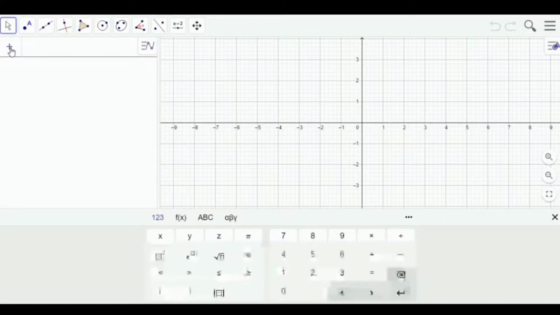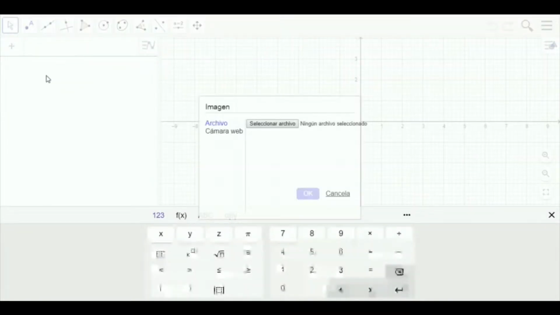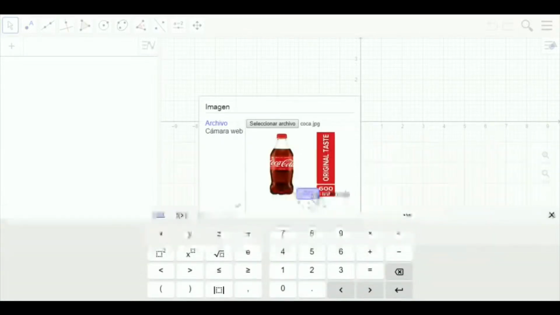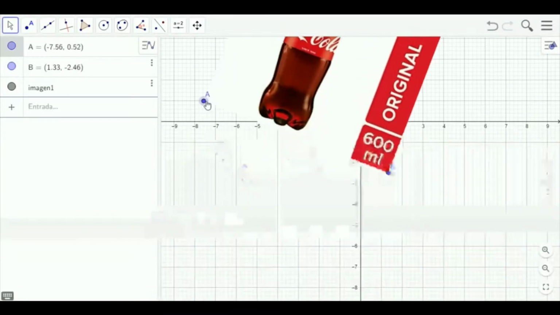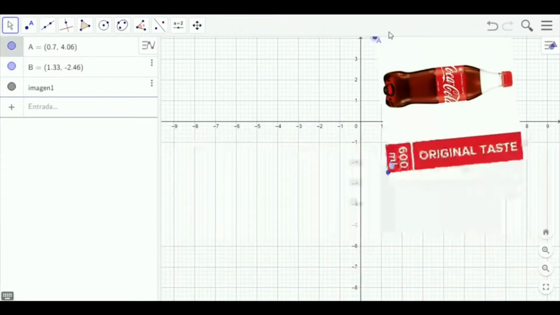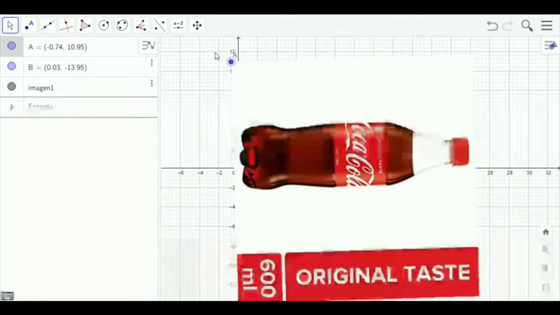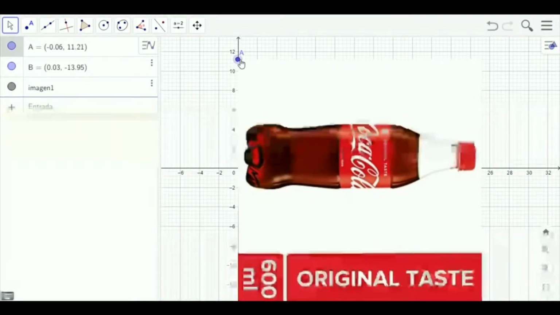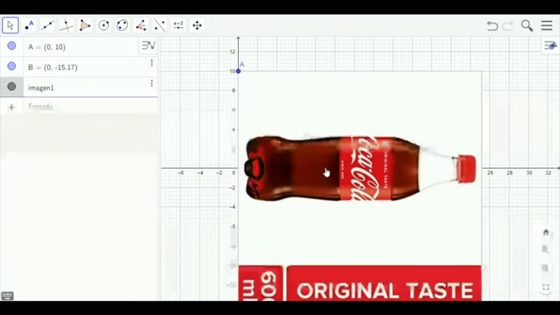Hi, so today we're going to show you how to get the volume of a 600 milliliter bottle of Coke. First of all, we're going to upload an image. So we're going to select the image that we want, and there we go. We have the image there, and we are going to adjust it so that the bottle is at number 24 of our x-axis. Just like this.